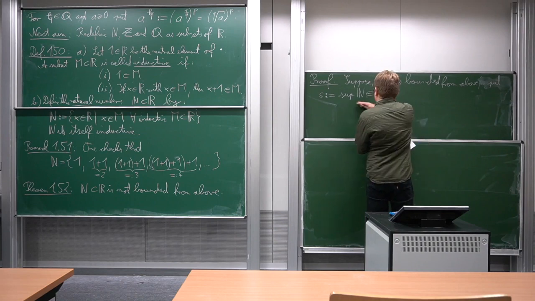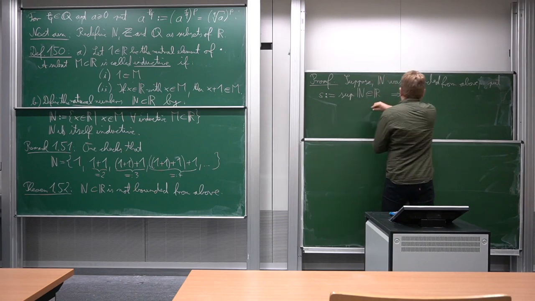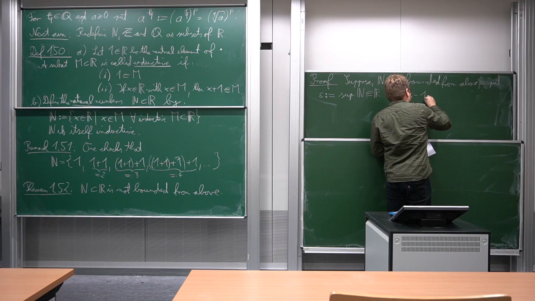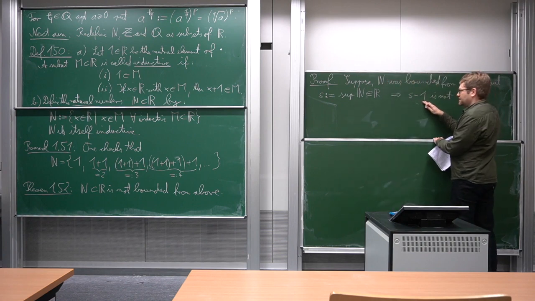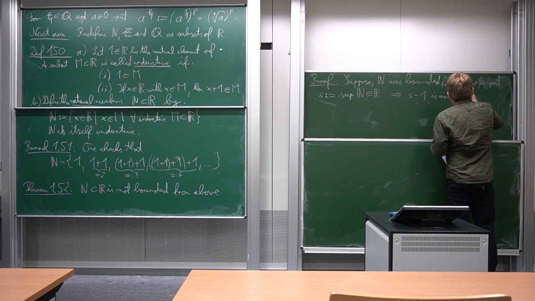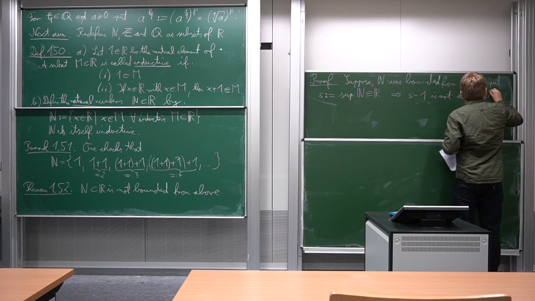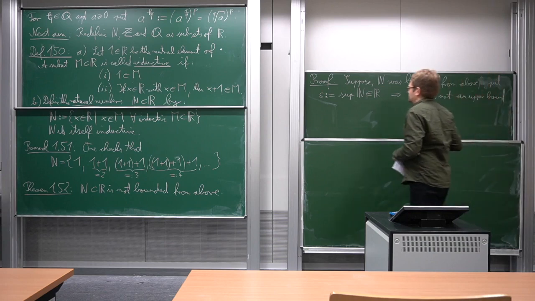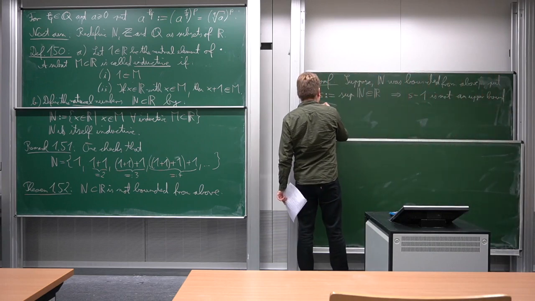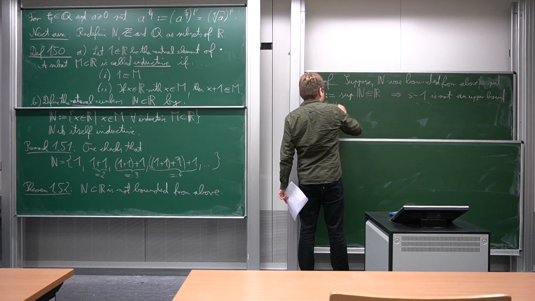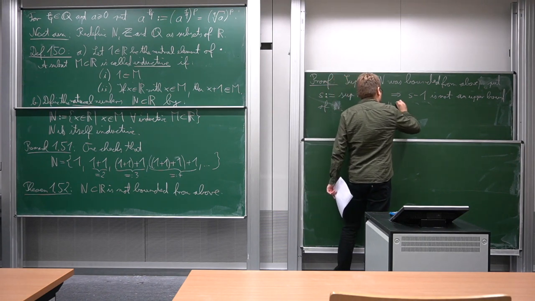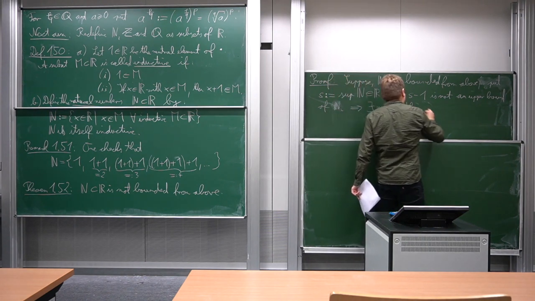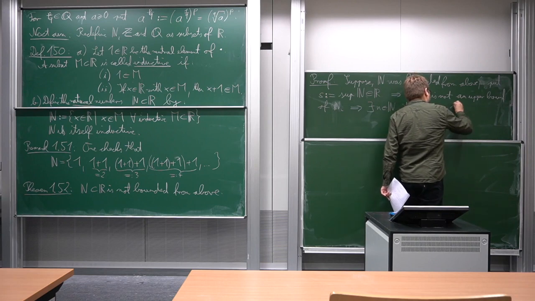So then we know, since this is the supremum, the smallest upper bound, this means that s minus 1 is not an upper bound of N. So we subtract the neutral element here. So what does this mean? This means there exists an n in the natural numbers with n bigger than s minus 1.